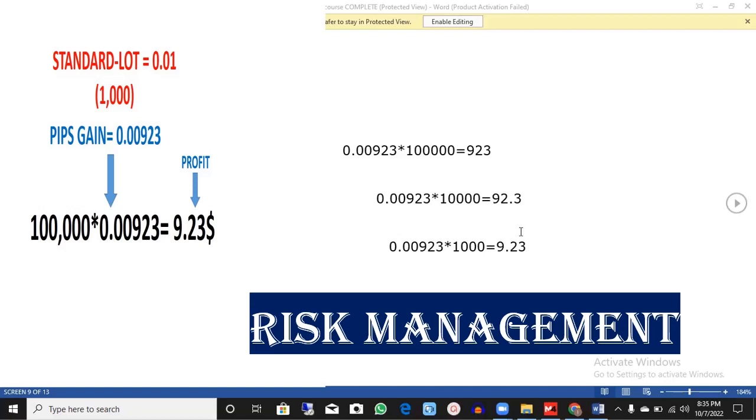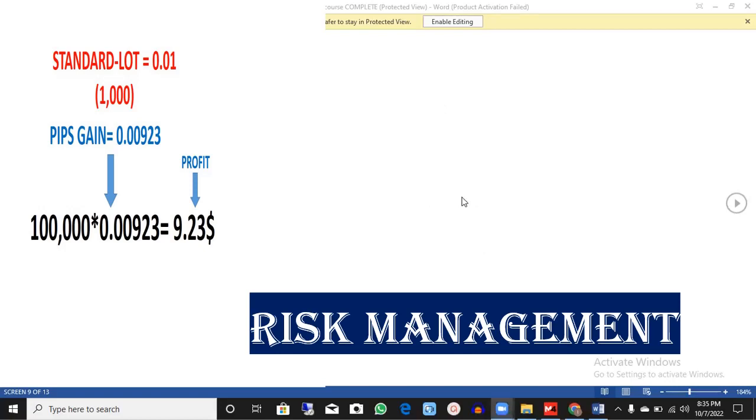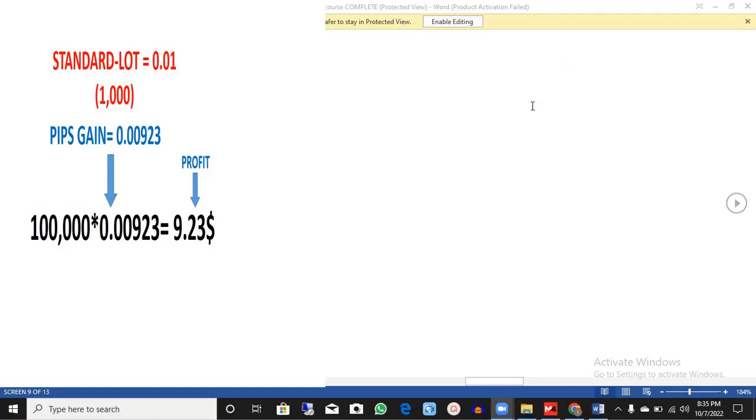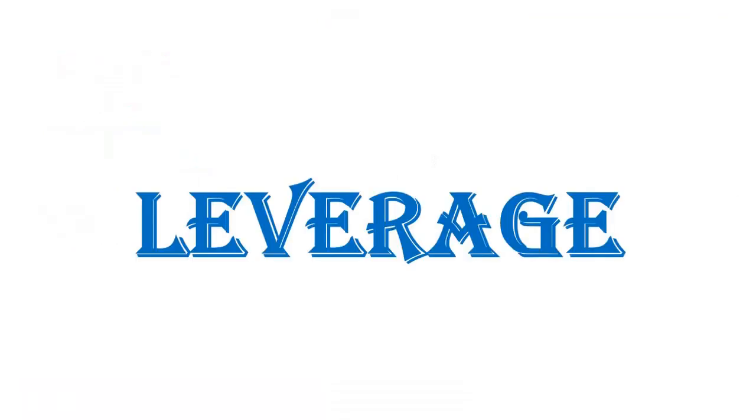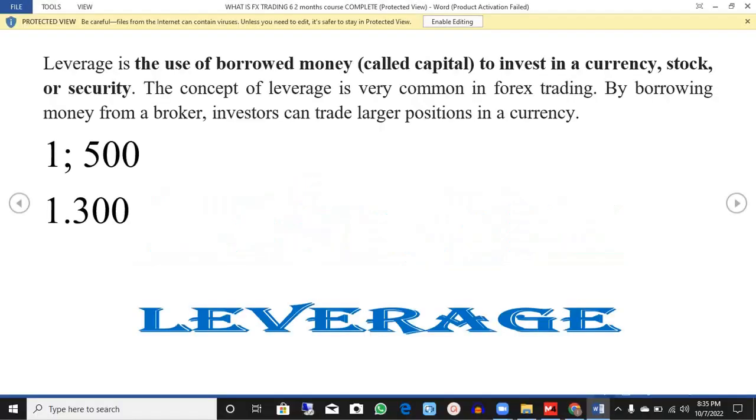All right, so what makes it possible for you to trade what is called 1,000 units of the base currency or 10,000 units of the base currency, even when you don't have up to $1,000? It is what is called leverage. Leverage is the use of borrowed money, called capital, to invest in a currency, stock, or security.